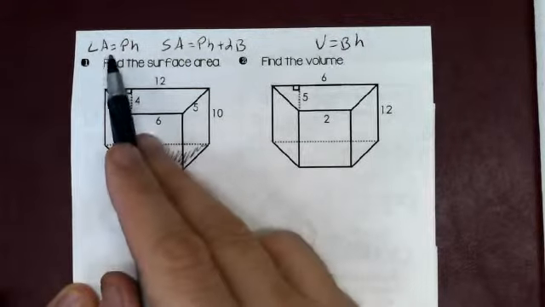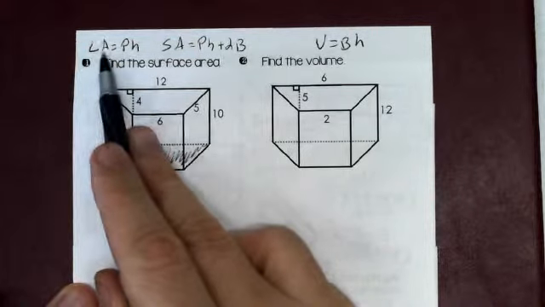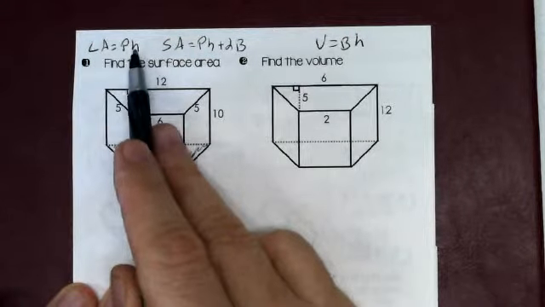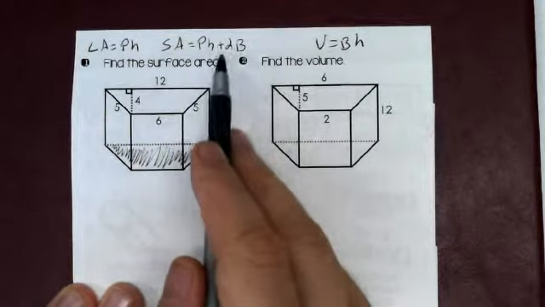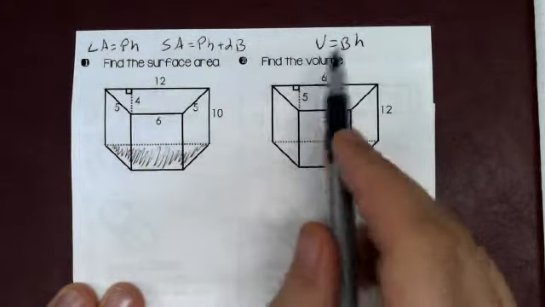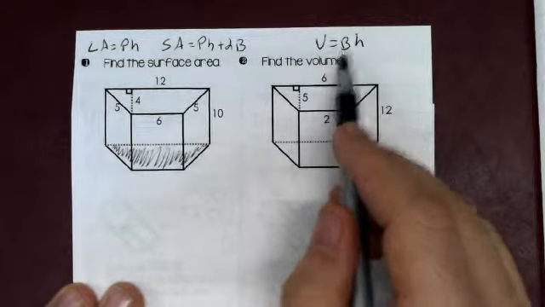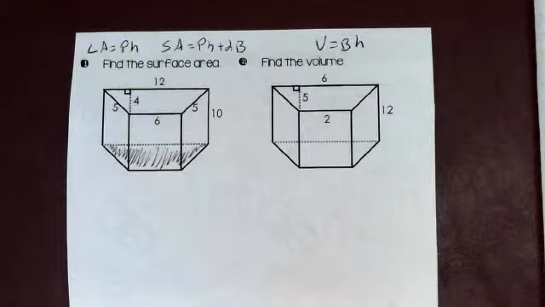Now, to find the formula for surface area, remember that lateral area is the perimeter times the height. The total surface area is that perimeter times the height plus twice the area of the base. And for our volume, it's the area of the base times the height.